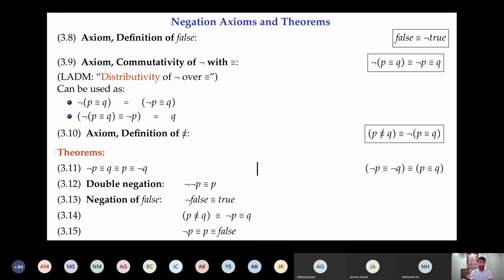All right. And here's an interesting relationship between negation and equivalence. They commute, right? You can move the parentheses from the outside. I don't need to use my hands, I can show you.